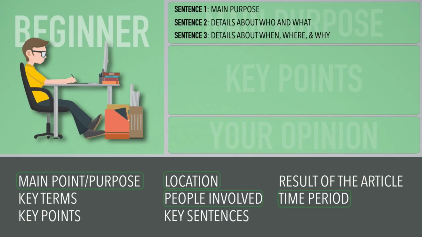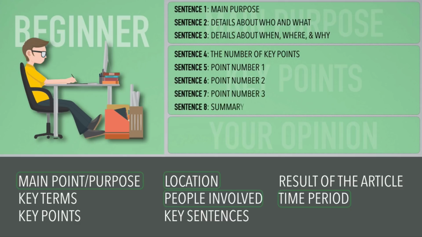Sentence number 2, the details about who and what. So the people involved and what happened. And sentence number 3, details about when, or the time period, where, or the location, and why. Okay? Now, the second section, the key points section, has 5 sentences. Sentence number 4 is the number of key points. Okay? In the article, the number of key points. Sentence number 5, point number 1.